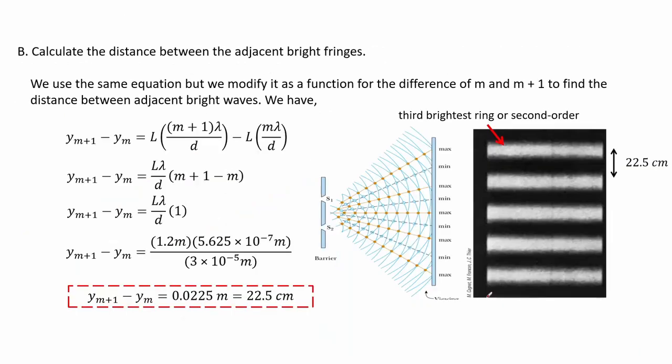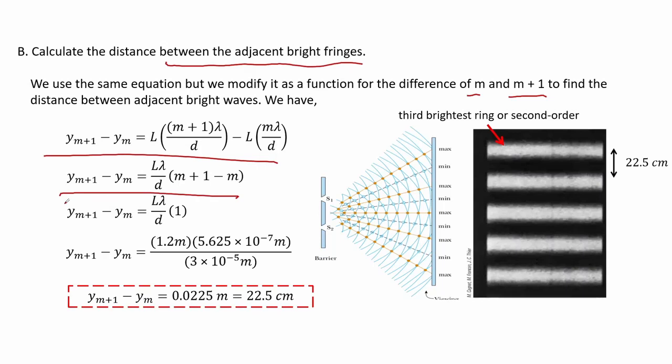For letter B, we calculate the distance between the adjacent bright fringes. We use the same equation but modify it as a function of the difference between m and m plus 1 to find the distance between adjacent bright fringes. After manipulating the equation, arranging the terms, and substituting the known values, we arrive at the difference of the vertical distances, which is 22.5 centimeters. So from the figure, the bright fringes are shown here.